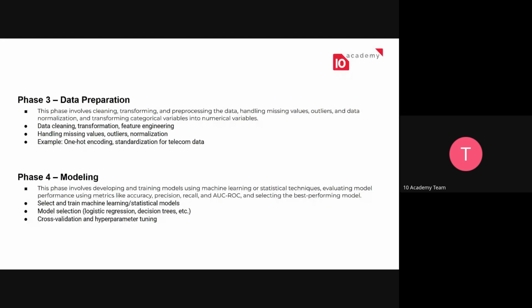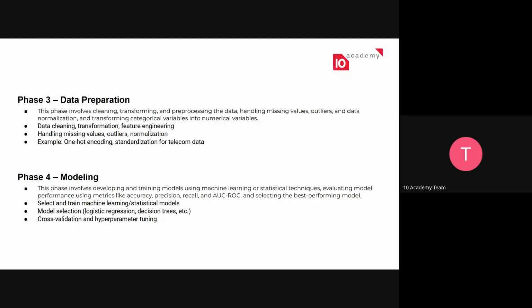And then we have prepared data, or we have cleaned the data as much as we can. So the next thing will be modeling. This phase involves developing and training models using machine learning or statistical techniques, evaluating model performance using metrics like accuracy, precision, recall, and AUC, the area under the curve, and ROC, and selecting the best performing model. So modeling means we are preparing the data in order to feed it to some machine learning model, right? So that we can predict or get an output from that.